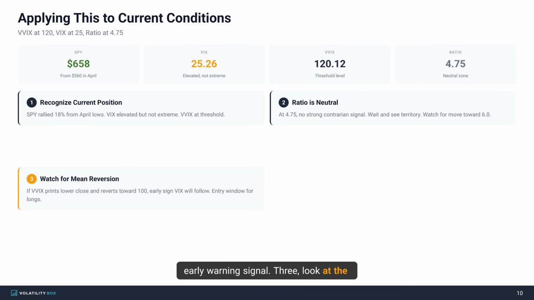Third, look at the VVIX for a mean reversion. If we start to see the VVIX print a lower close from here and start reverting back towards the level 100, that's often that early sign that the VIX will follow as well. That could align with a nice entry for longs instead of shorts. That's where we know that the storm is over and we can now start to look at entering back into the market for long side positions.